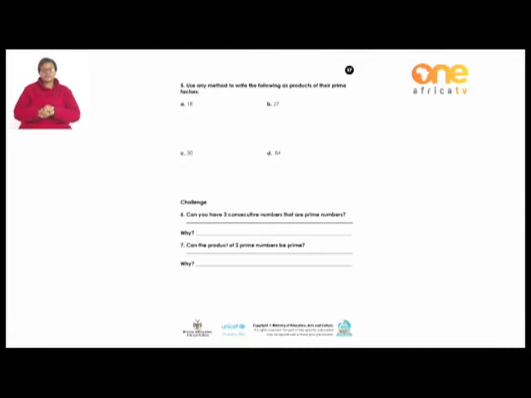There is also a challenge here, which is number 6, for you to try. Can you have 3 consecutive numbers that are prime numbers? Just a question, yes or no. And there is also space for reasoning why. And then number 7, can a product of 2 prime numbers be prime? You can say yes or no and also give the reason why.